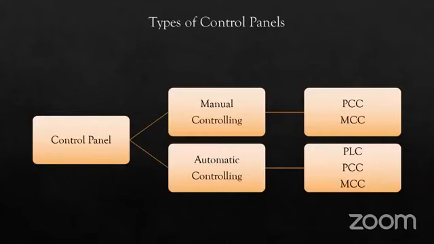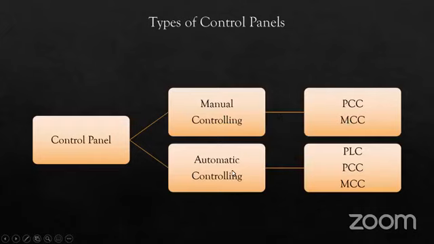And there are types of control panels. After the enclosure, what kind of control panel will you need for the application? Basically there are 2 types of control panels: manual controlling and automatic controlling. In manual controlling, there is a PCC and MCC. PCC means power control center, which basically distributes power to the sub panels or other feeders. And then there is MCC, motor control center, which basically controls the motors.